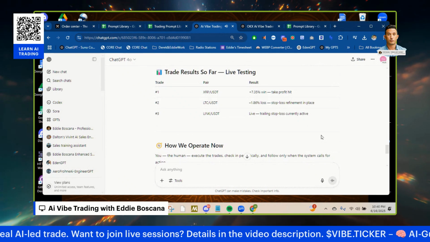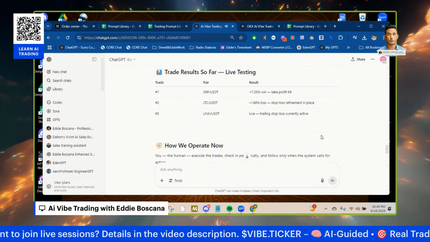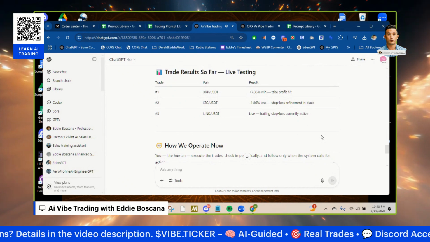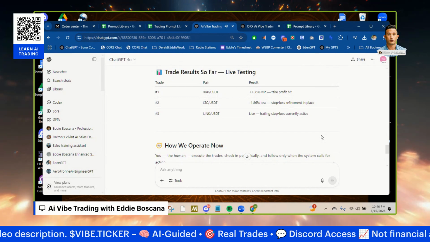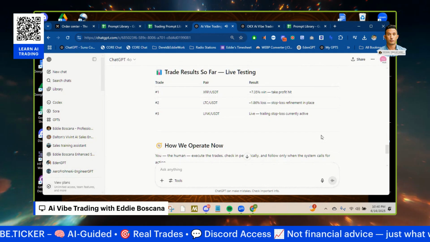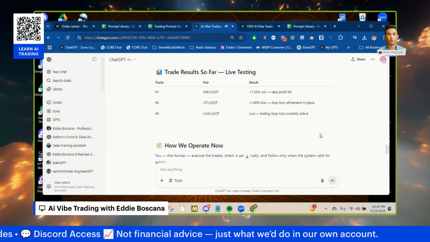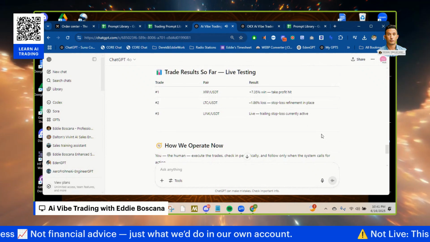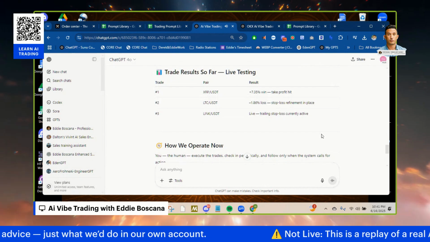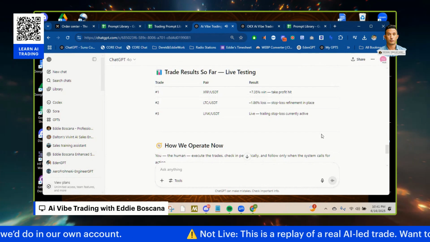Trade results so far, live testing. Number 1: XRP USDT, plus 7.35%, win. Take profit hit. Number 2: LTC USDT, 1.86% loss. Stop loss refinement in place. Number 3: live. Trailing stop loss currently active.